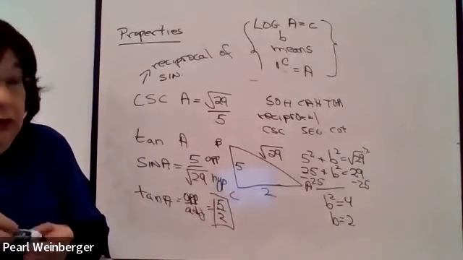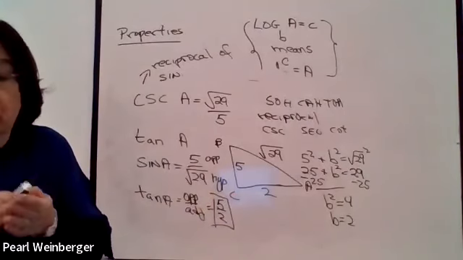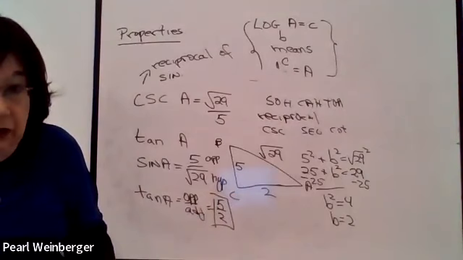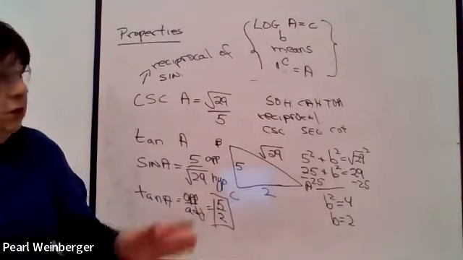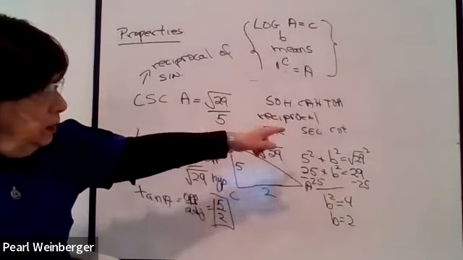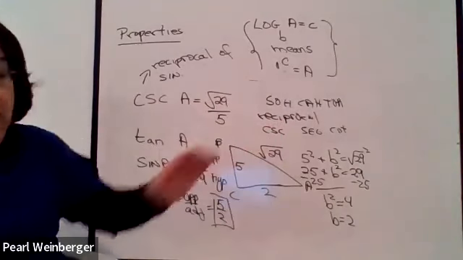So what did you have to know? You have to know what the six trigonometric functions are: sine, cosine, tangent, cosecant, secant, and cotangent. And then you have to use the Pythagorean theorem.